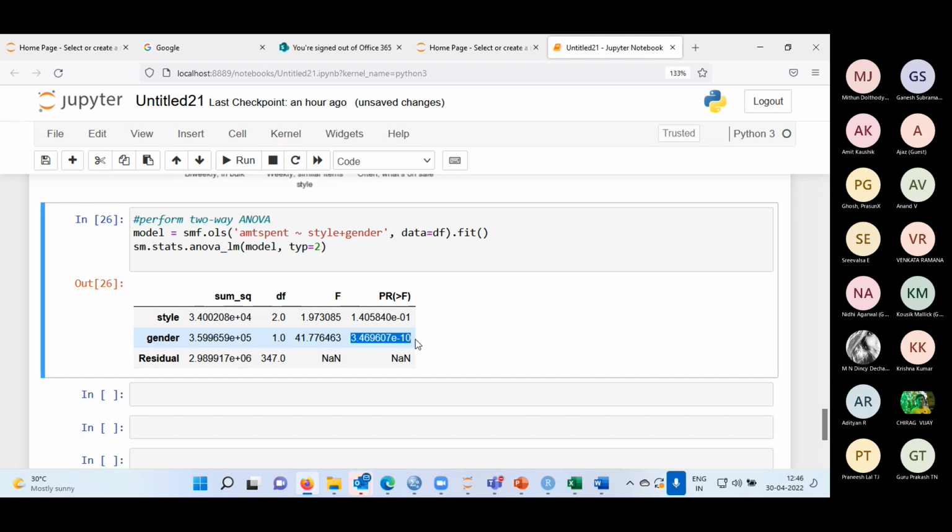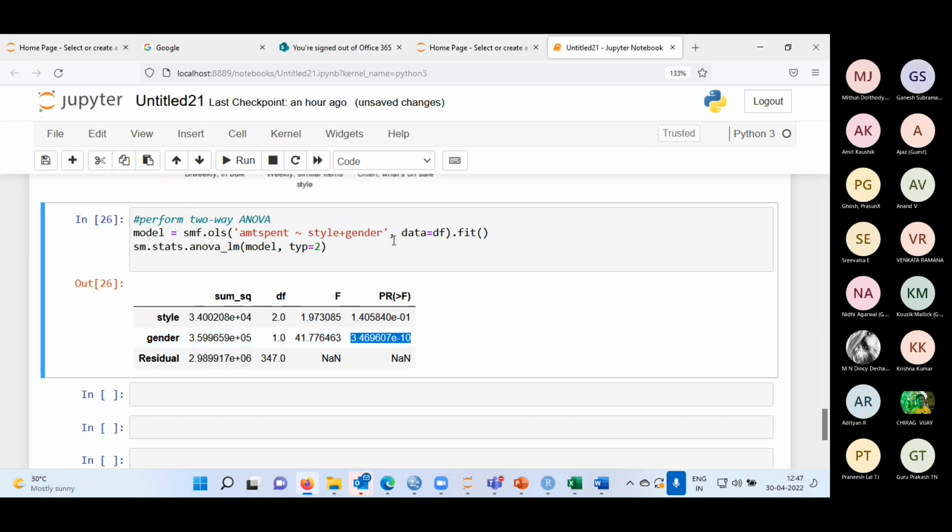Earlier we said that style is having an impact. Style is having an impact means what? Within style there are three groups. Which are these three groups? Bi-weekly customers, weekly customers, and people who buy often. So these three groups have a different spending behavior.